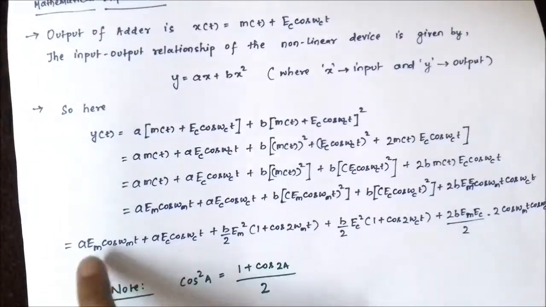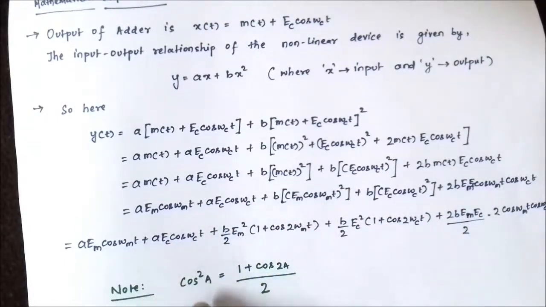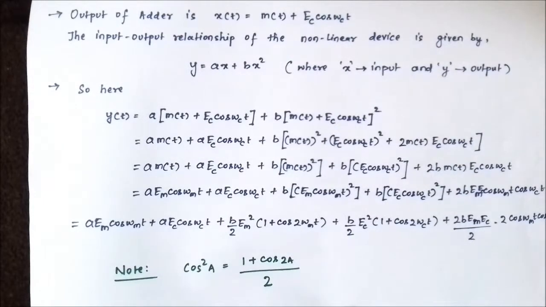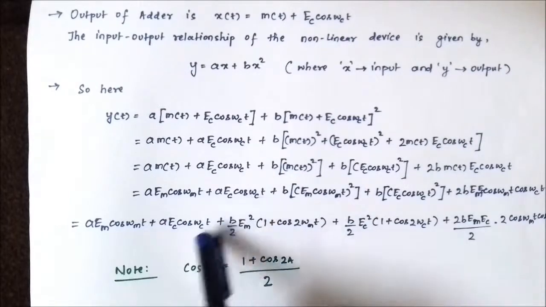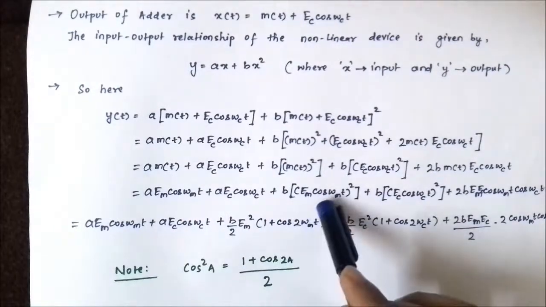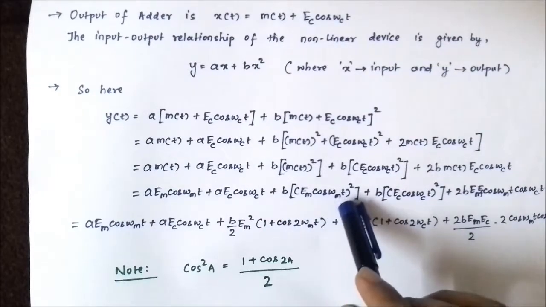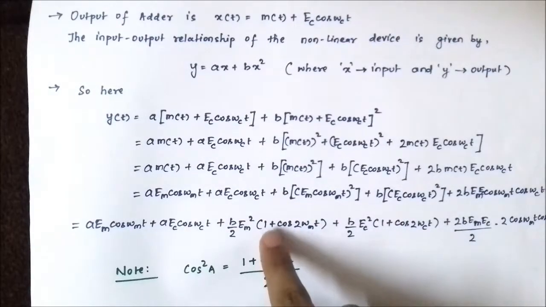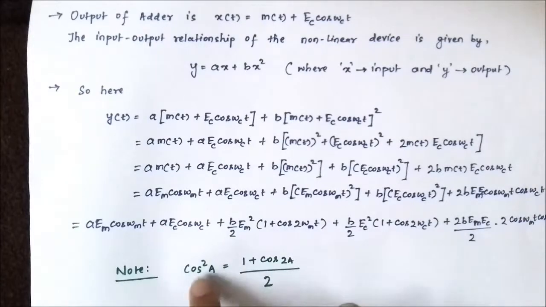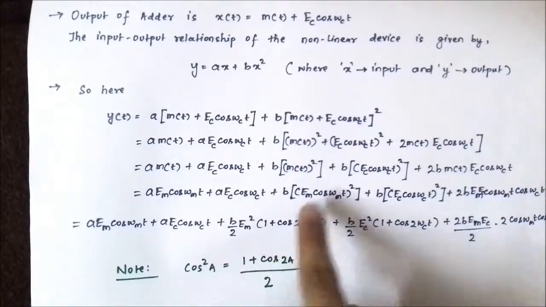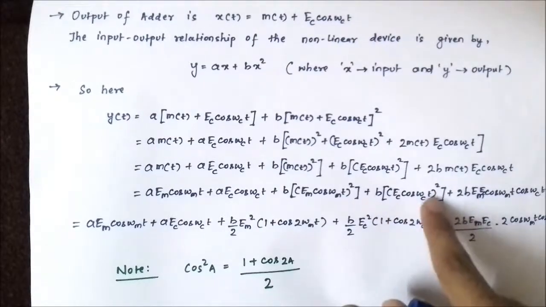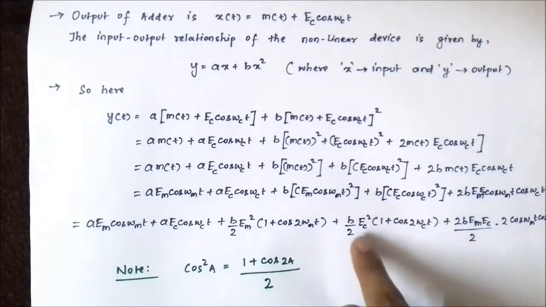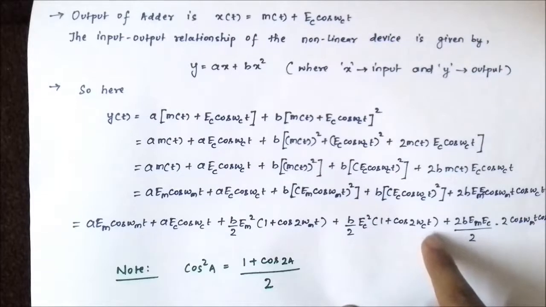Now, in this simplification step, we have applied this formula: cos square a is equal to (1 plus cos 2a) by 2. Where we have put it: a A_m cos ω_m t, a A_c cos ω_c t remained as it is. This part, b A_m square cos square ω_m t, cos square ω_m t, we have replaced it with (1 plus cos 2ω_m t) by 2. We have put this trigonometric identity here. Again, here also cos square ω_c t, b A_c square goes outside because it's constant. We have put this identity and it becomes b A_c square by 2 times (1 plus cos 2ω_c t).